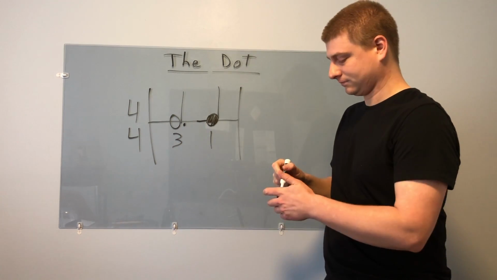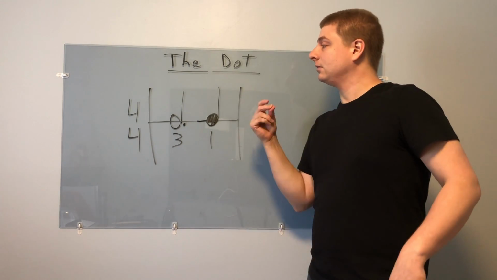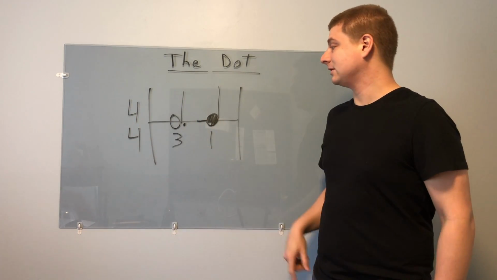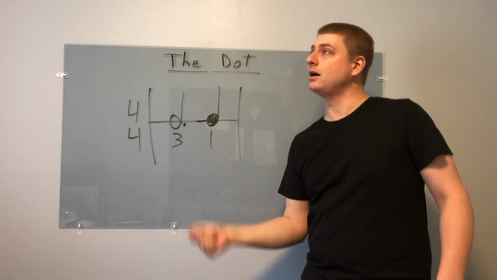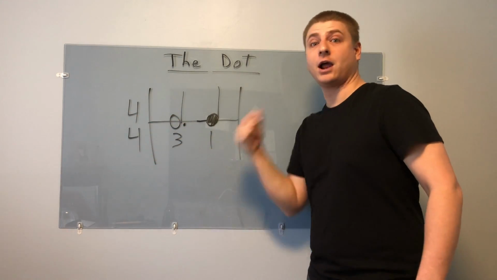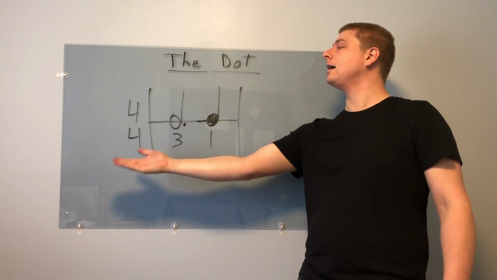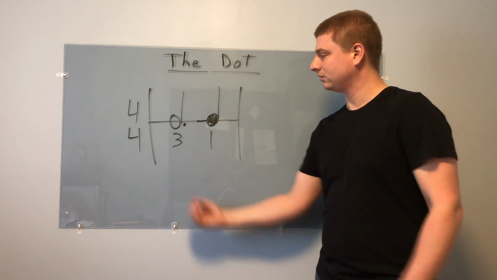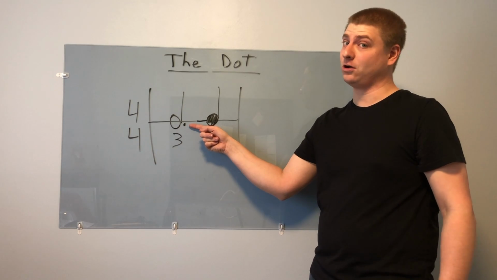So before, our rhythm was 1 dash 2, 3 dash 4. Now it's going to be 1 dash 2 dash 3, 4. 1, 2, 3, 4. La, la, la, la. Longer, shorter. Longer, shorter. Adding that dot makes things longer.